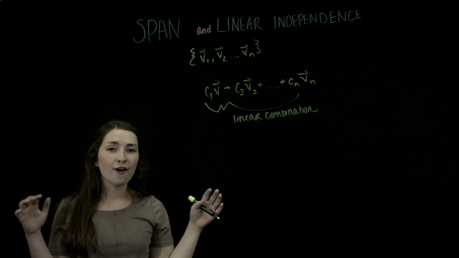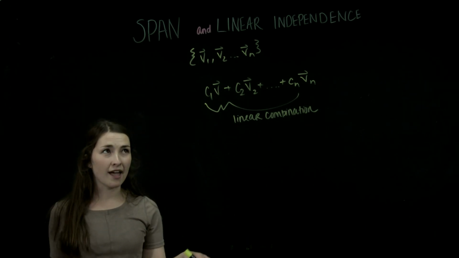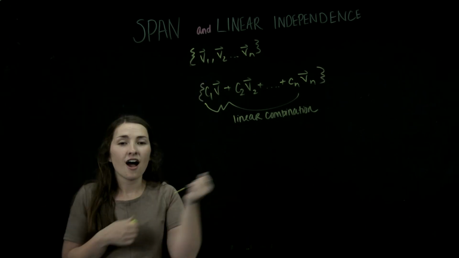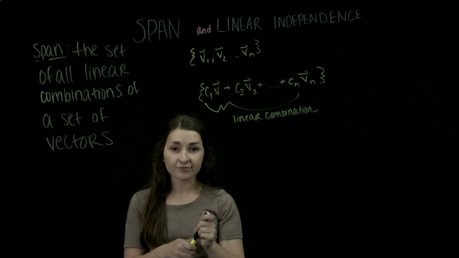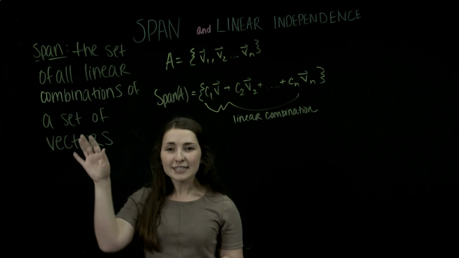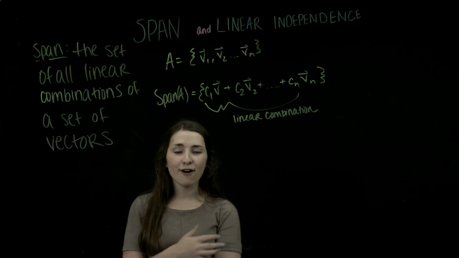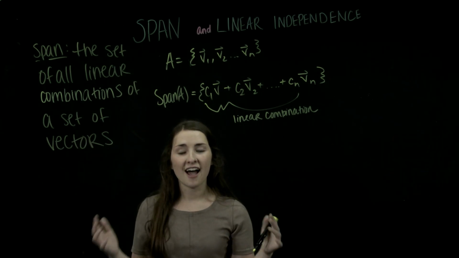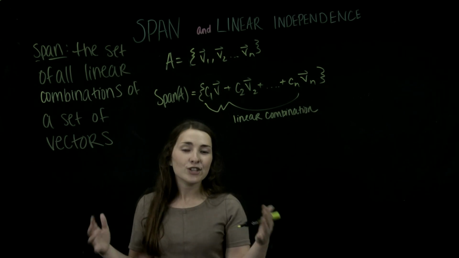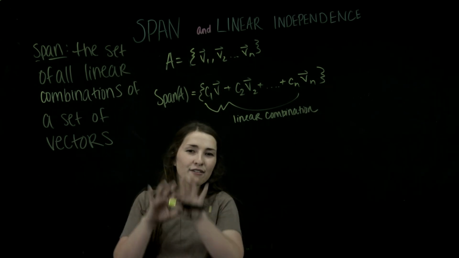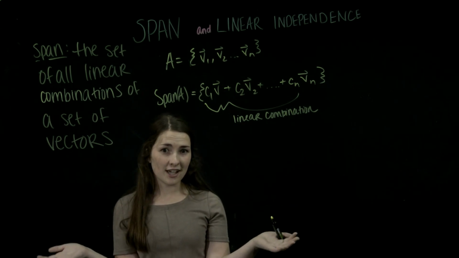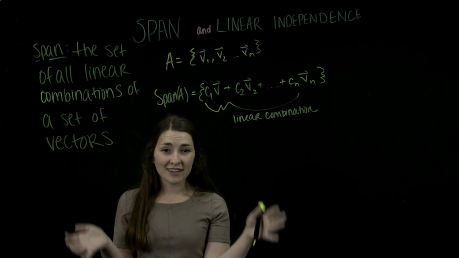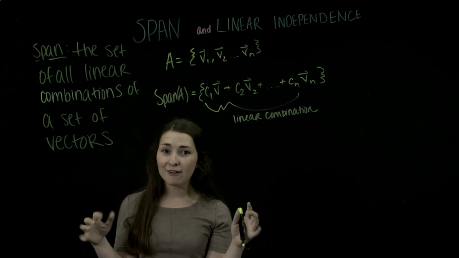So then, our first concept of the day is span. And what's span? Our span is defined as the set of all linear combinations of a set of vectors. So you can kind of think of it like this. If we think of our set as a set of Legos that we just got, all the things that we can build is like our span of those Legos.